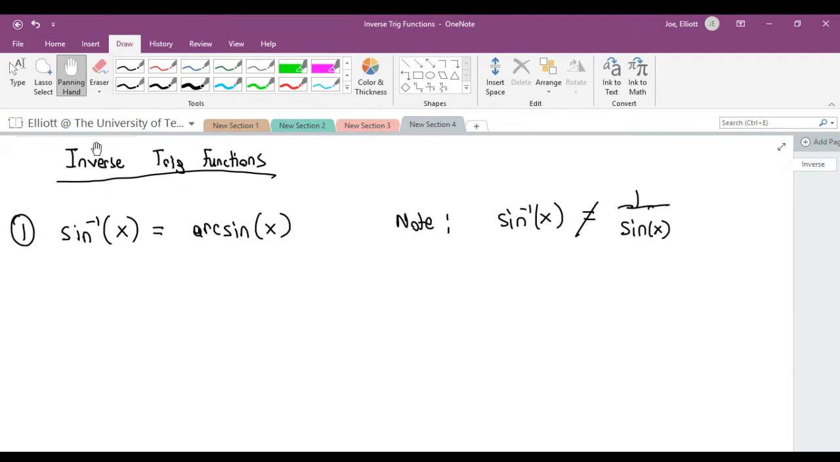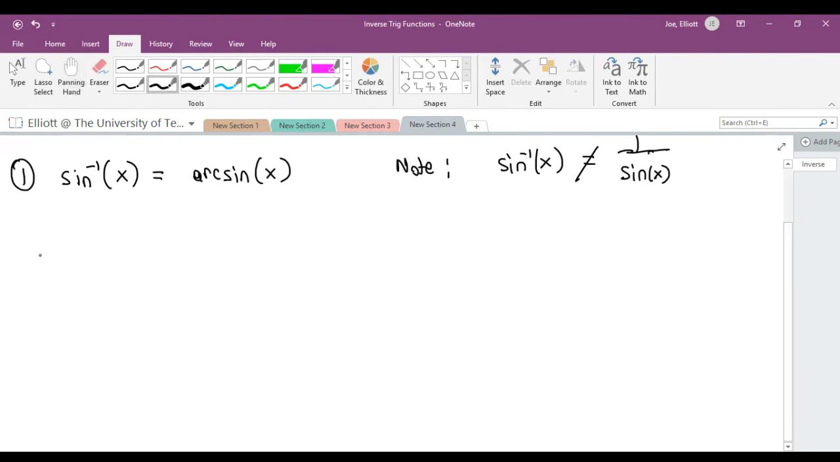So let me talk about what the inverse sine function does. What it does is you input a number x into it, and the arcsine function outputs an angle. And the angle that it outputs is the angle where the sine of that angle would be equal to x.